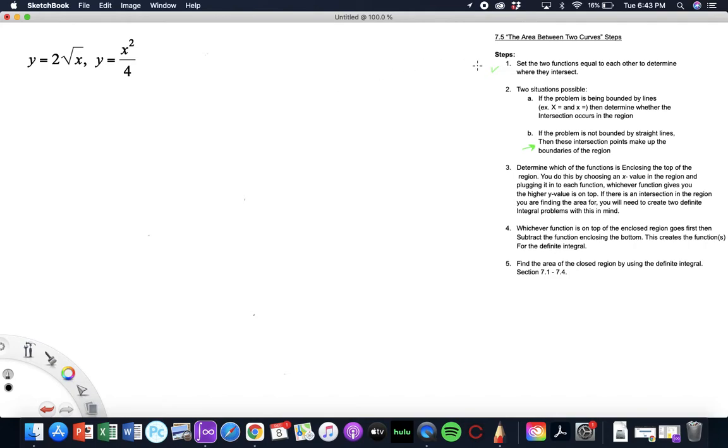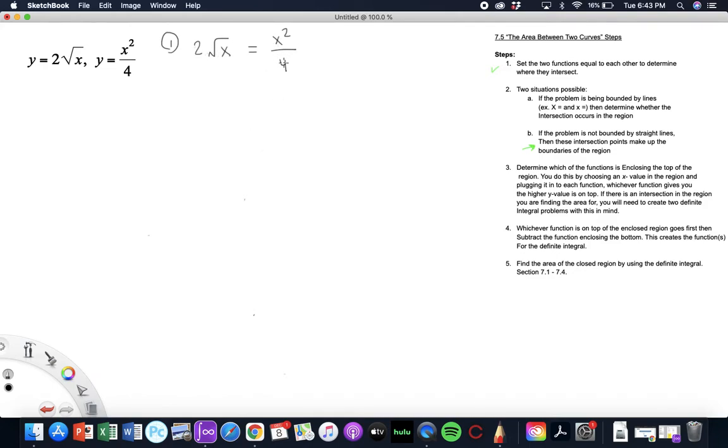So now I start out with the same steps I've always done, which is set the two functions equal to each other to determine where they intersect. So these are pretty unique functions, so we're going to walk through how we're going to solve where they intersect at. All right, so we got x squared over 4. Okay, now at first glance this thing, I don't like it. I got a divided by 4, I got a radical here.